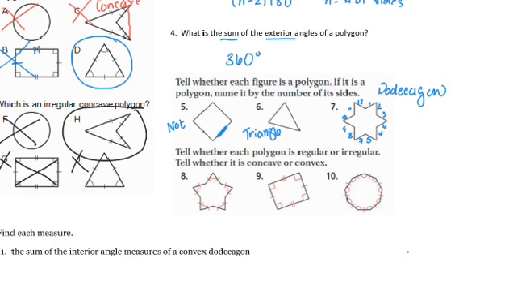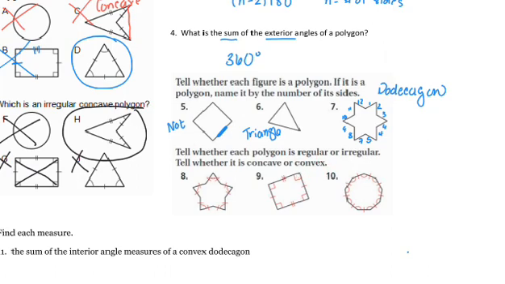So 8, 9, and 10 tell whether it's regular or irregular. So remember, regular means all of the angles are congruent and all of the sides are congruent. And irregular means all the sides are not congruent or all the angles are not congruent. And then tell whether it's concave or convex. So concave, remember, means that if you draw a diagonal, it is outside of the polygon. And convex means if you draw all the diagonals, they're all inside of the polygon.